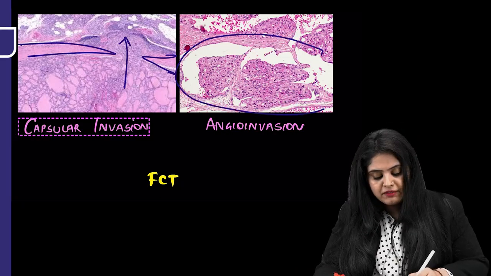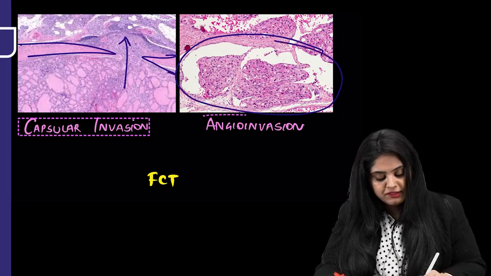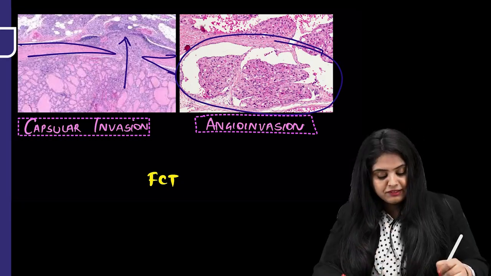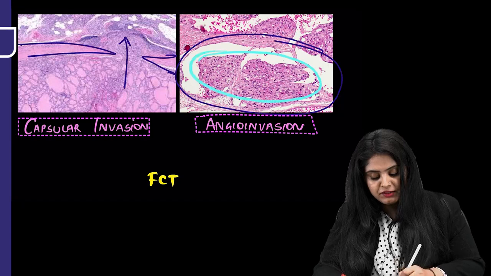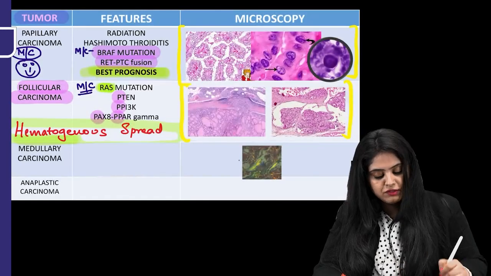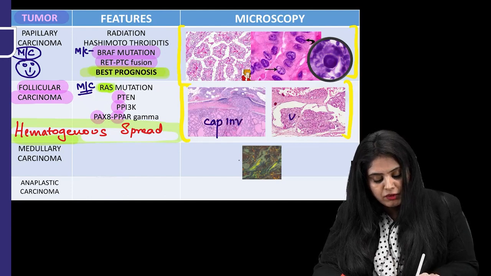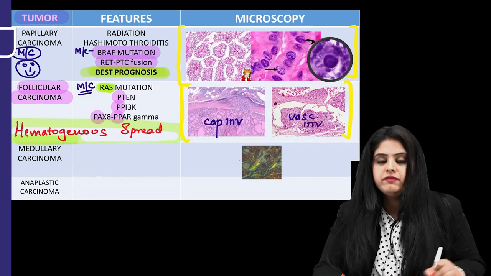Second, if this is a blood vessel, so I'm also seeing blood vessel invasion, vascular invasion. Someone is going into the blood vessel. Cancer cells are going and sitting in the blood vessel. So what are the two findings for follicular carcinoma? We first have to see capsular invasion, and then we also have to see vascular or angio invasion.